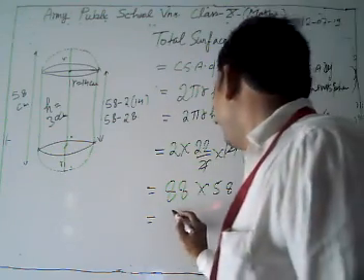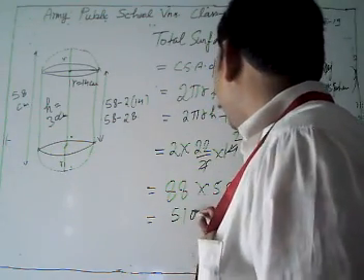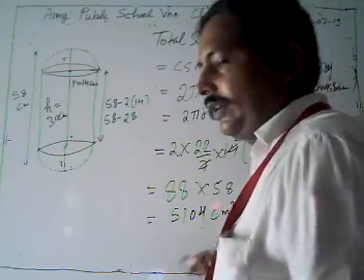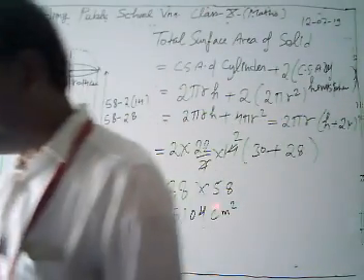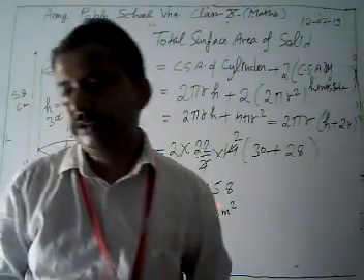After the multiplication, what do we get? We get 5104 centimeter square.